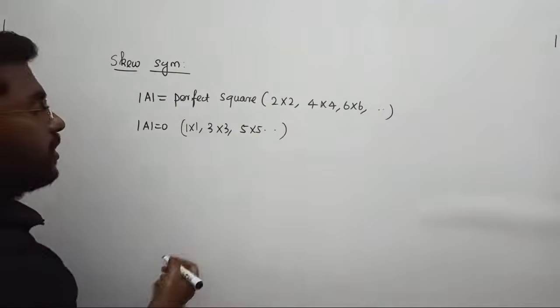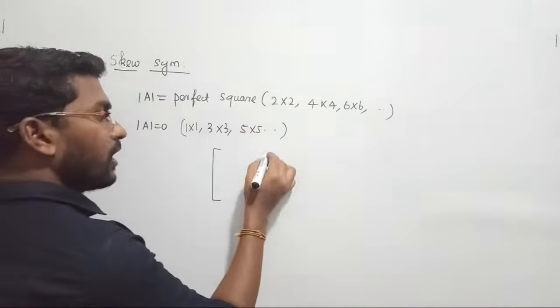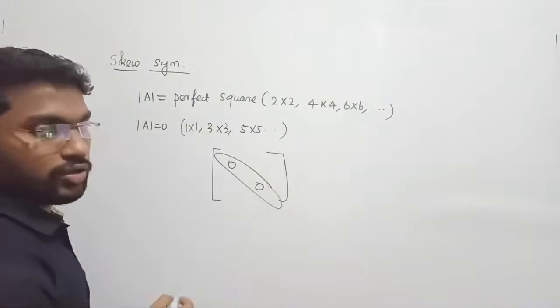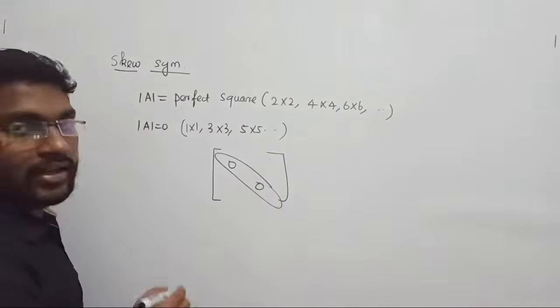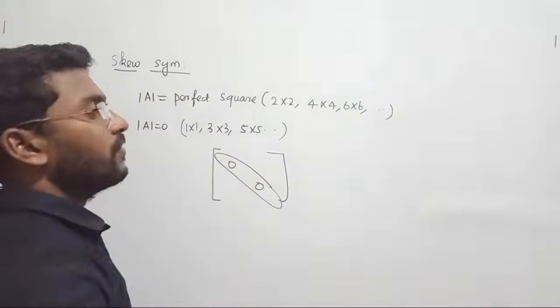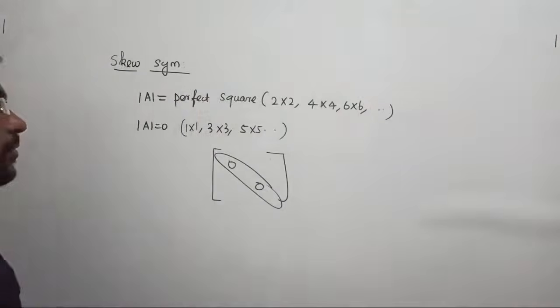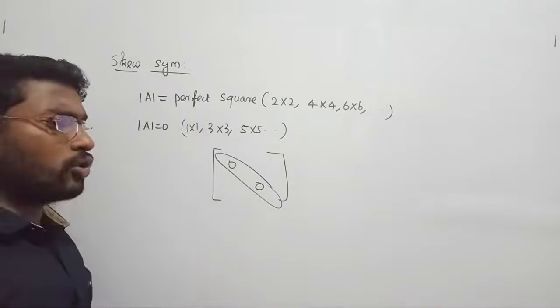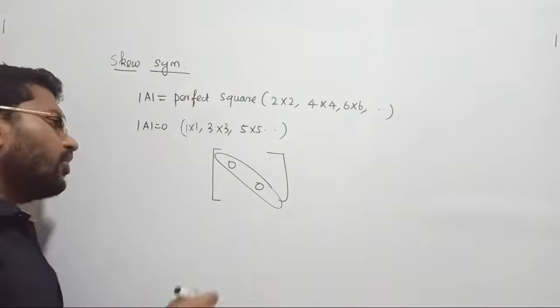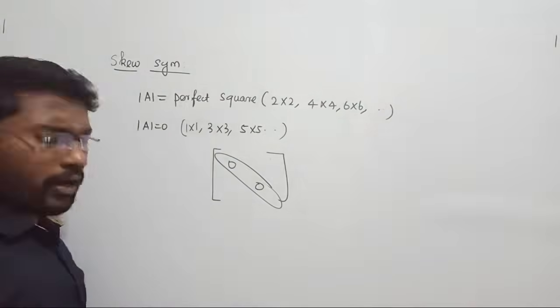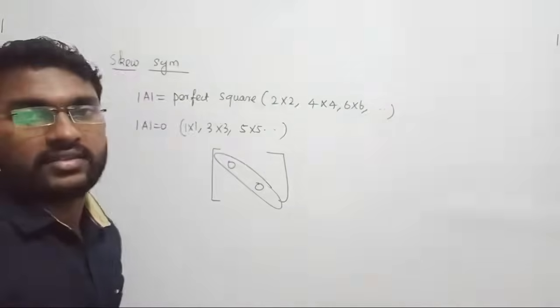Did you clearly notice that in a skew symmetric matrix, the diagonal values are always 0? Completely 0. If you notice, in skew symmetric matrices of any order, 1 cross 1, 2 cross 2, 3 cross 3, 4 cross 4, the diagonal is always equal to 0. That is one more property of your skew symmetric matrix.